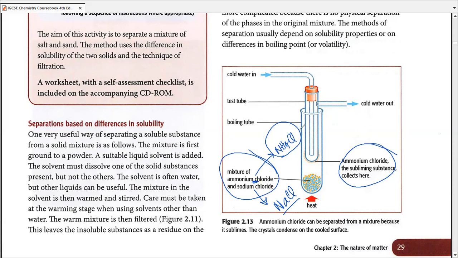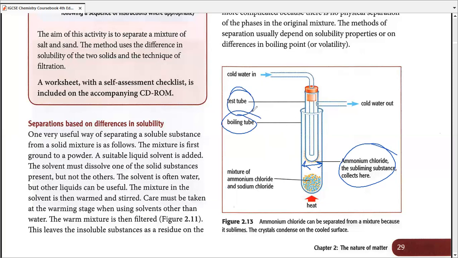Then you'd know that out of this mixture, ammonium chloride will sublime and sodium chloride will not sublime. So what do we do? We put that mixture into a boiling tube. A boiling tube is bigger than a test tube. Take a look. This is a boiling tube, and a boiling tube is thicker, so much so that we are able to put a test tube inside a boiling tube, right? The test tube has an arm in which cold water goes out, and then there is a delivery pipe up top in which cold water comes in.